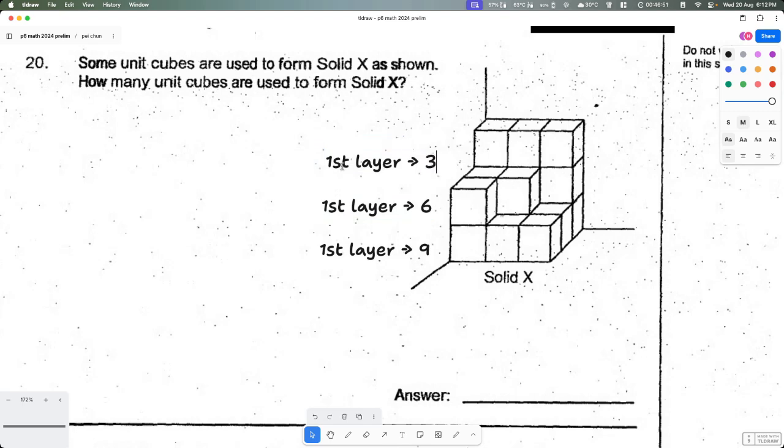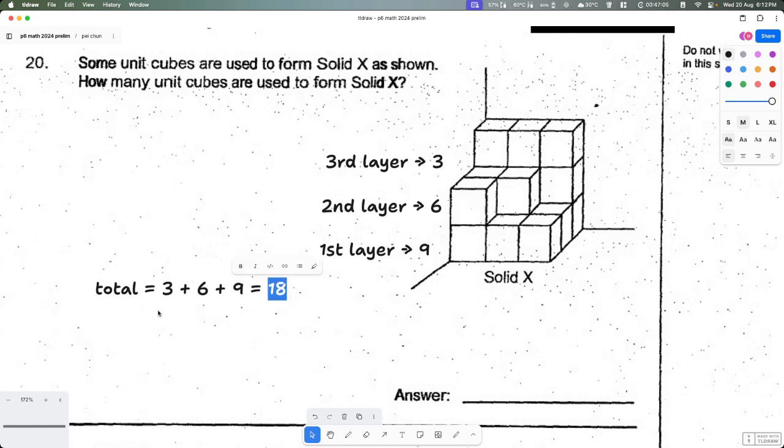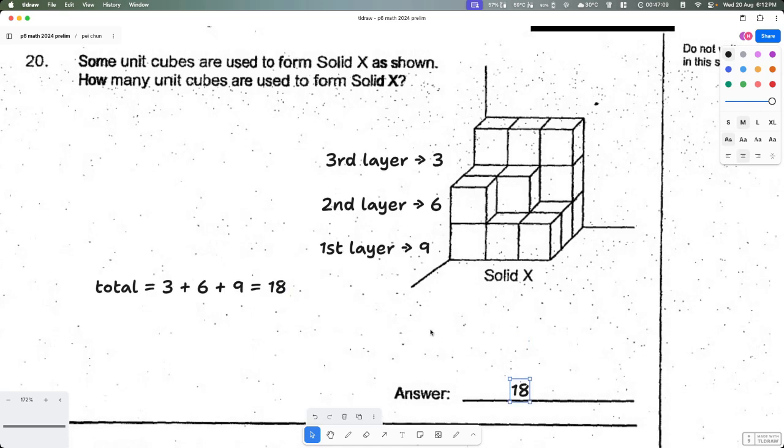Okay, 3. So this is third, this is second, and this is first. So total is equal to 3 plus 6 plus 9. This is 18. So the answer is 18. Alright, that's it. Let's move on to the next question.